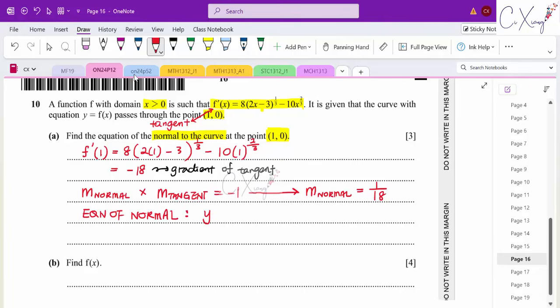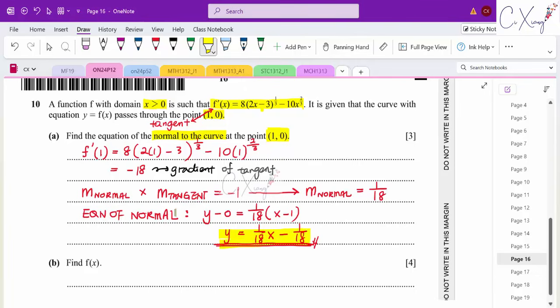Okay, so what is it? y minus y1, which is 0, equals to m. m is the gradient, 1 over 18, then x minus x1. And if you try to simplify it, by right, you will be having 1 over 18 x minus 1 over 18. Alright, so this is how we get the normal equation for the curve at this particular point.